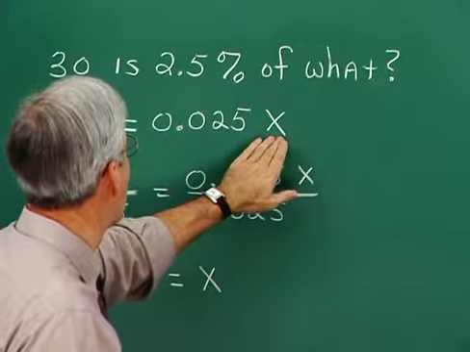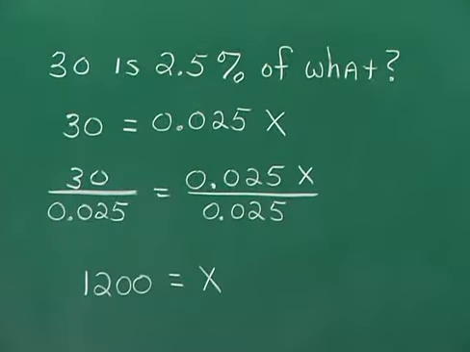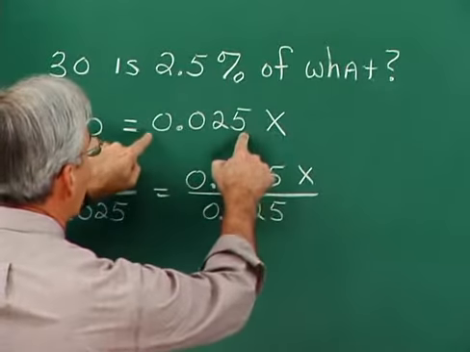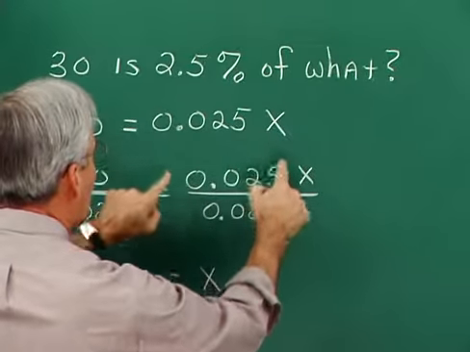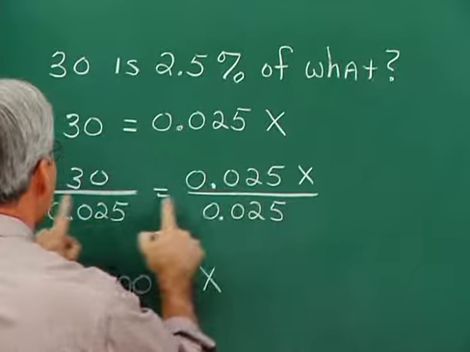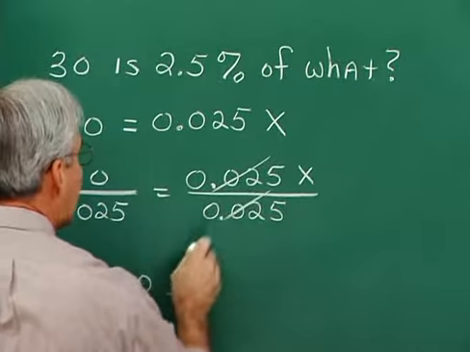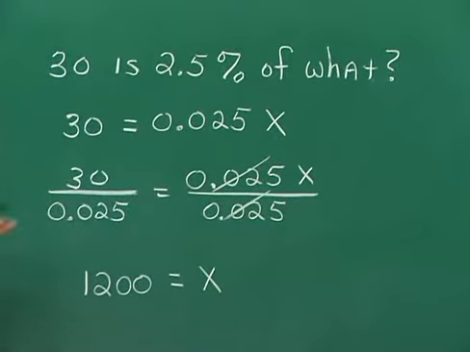You see? And so to solve, we divide on both sides by the number next to the letter. And we're dividing on both sides by 0.025, and we show that step. And these can cancel, leaving x. And on the left side, 30 divided by this decimal turns out to be 1,200.